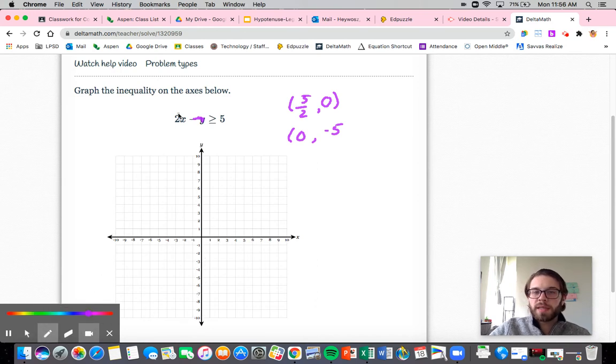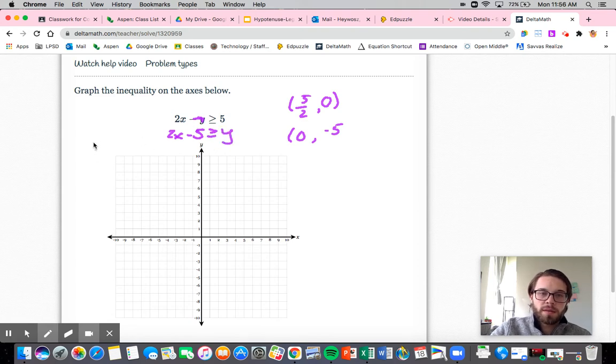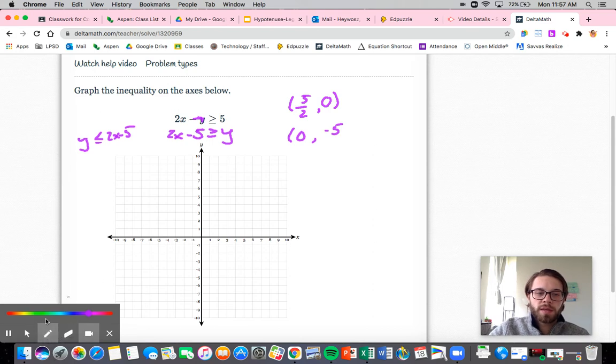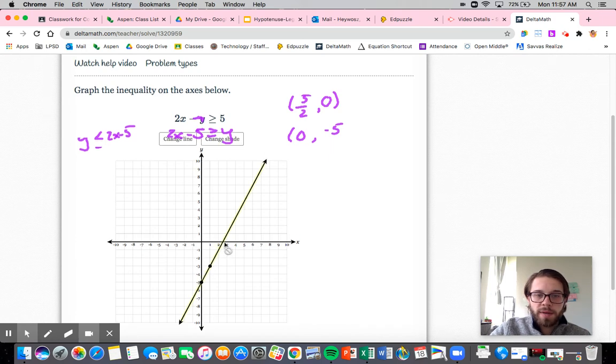Because I can't quite plot a half, let me rewrite it. So I would have 2x minus 5 is less than or equal to y. If I were to rewrite that, I would have y less than or equal to 2x minus 5. So we are starting down here at -5, going up 2 over 1. You can see it's going right through the middle. It is going through 5 halves, just as a heads up. That is a quick reminder of a way you could write it from standard form.